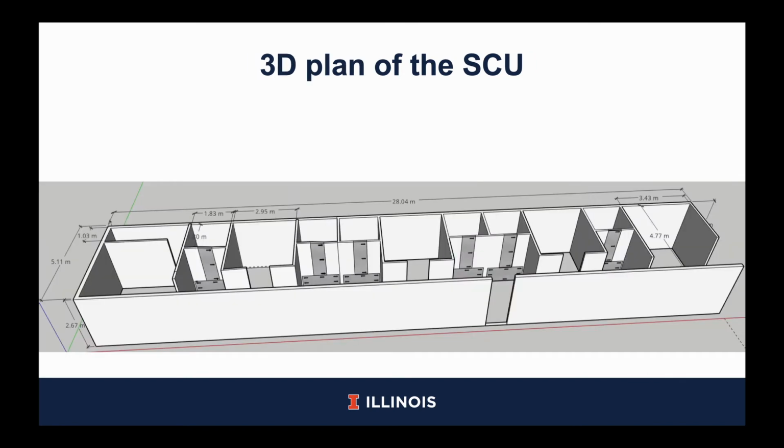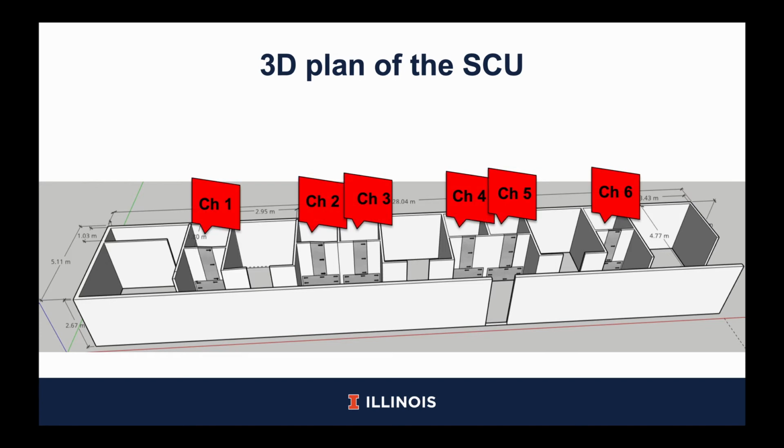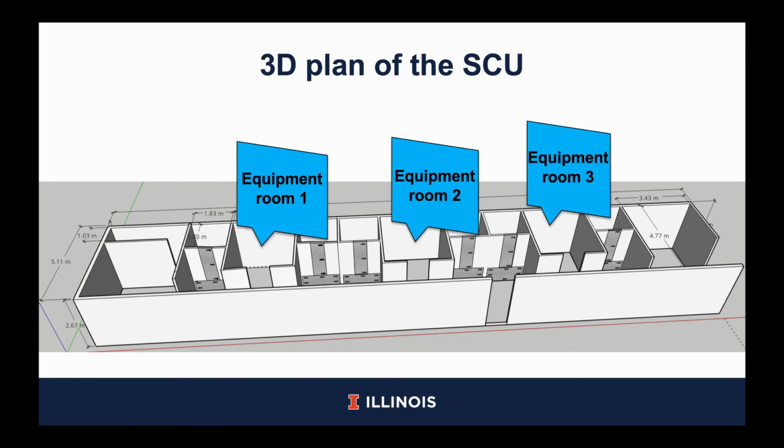In the 3D plan of the SCU, we can see the distribution of the unit. We have a feed storage room where the feed is kept under controlled conditions to avoid feed spoilage. We have 6 calorimetric chambers where the animals will be placed for measurement, and we have 3 equipment rooms where the equipment to control 2 chambers at a time are placed.